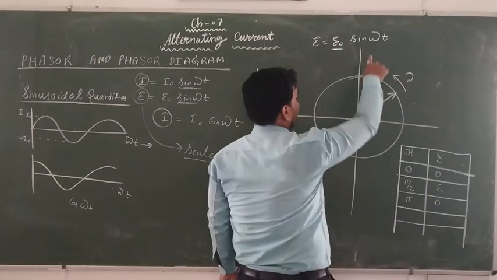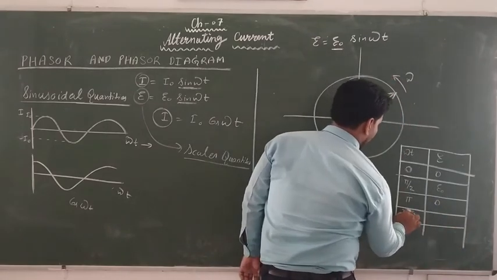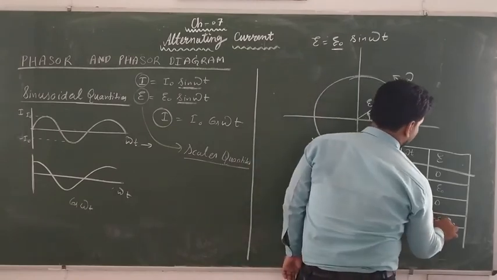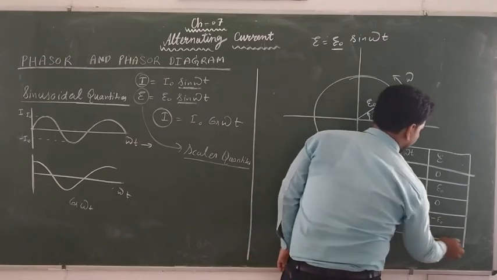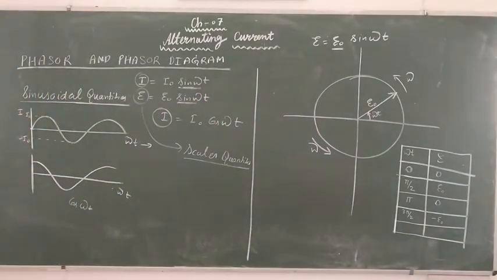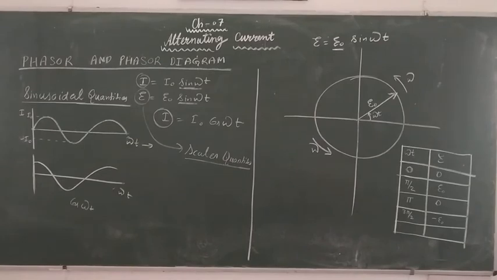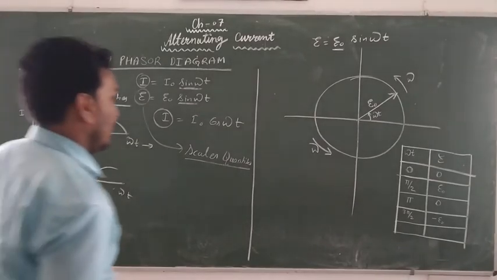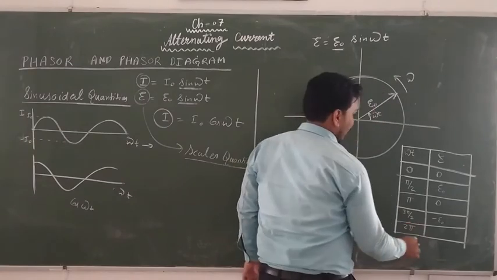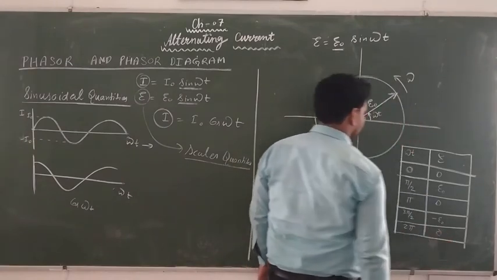Then omega t is 3 pi by 2. Sin 3 pi by 2 is minus 1. So what we are going to have? Minus E naught. And lastly, if omega t is 2 pi, then the value of E comes out to be 0.